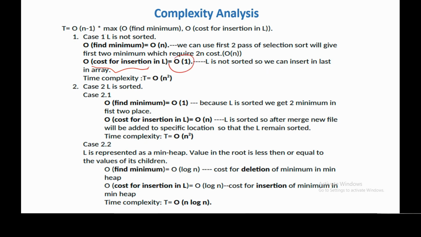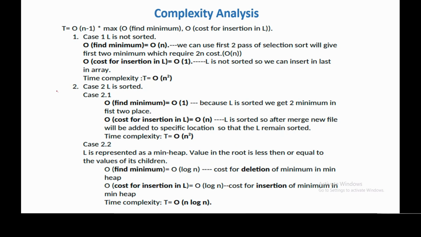That will cost O of 1 time, because you only have to place it at the last of the array. So this is the outer loop, and this is the inner loop, the contribution of which is O of 1. So what is the total? O of n minus 1, or we can assume n. So O of n multiplied by O of n, that is O of n square. So this is the case when the list is not in the sorted order.